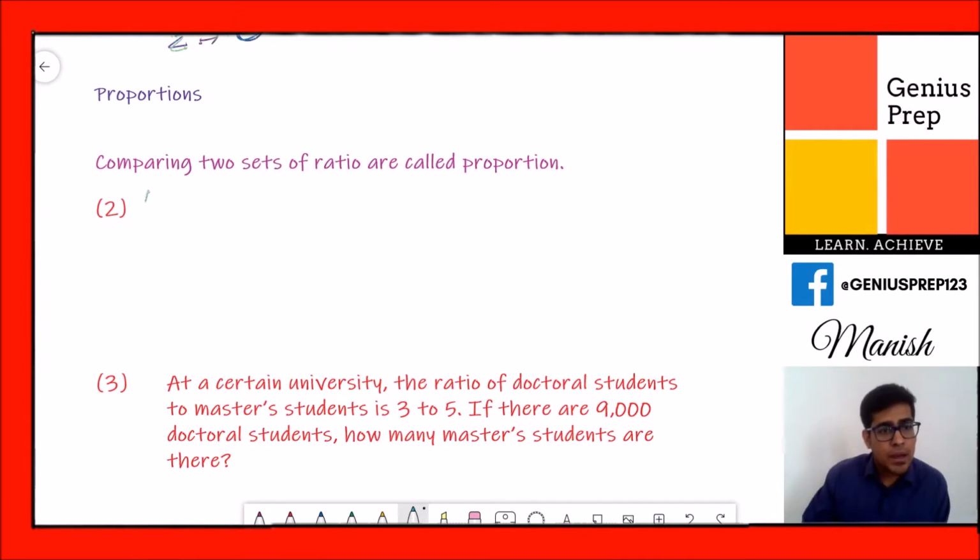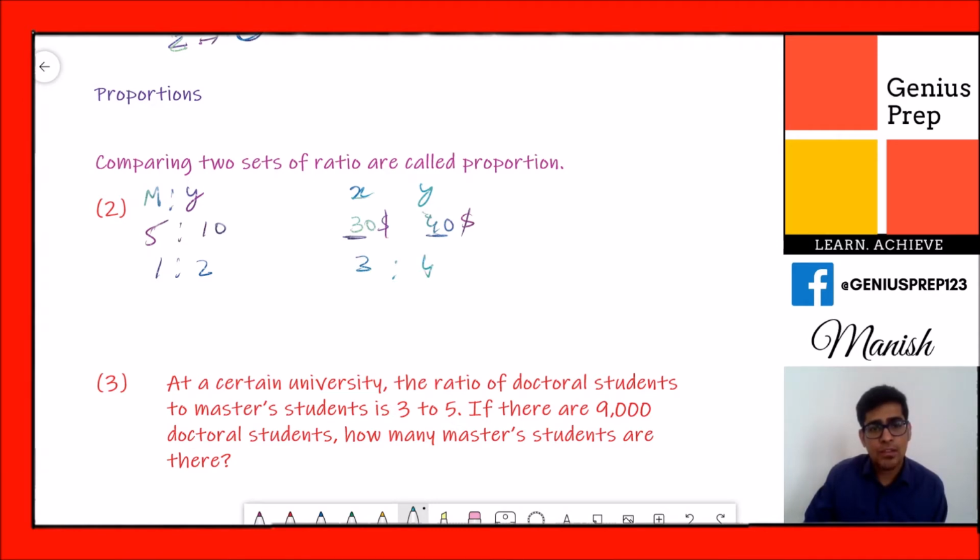Previously I compared X to Y. I had $5, you had $10. The ratio of my money versus your money was 1 is to 2. Now X and Y: X has 30 dollars, Y has 40 dollars, because we compare the dollar. So 30 is to 40. What is the ratio? X versus Y is 3 is to 4.